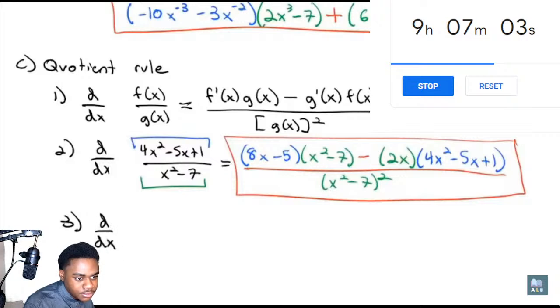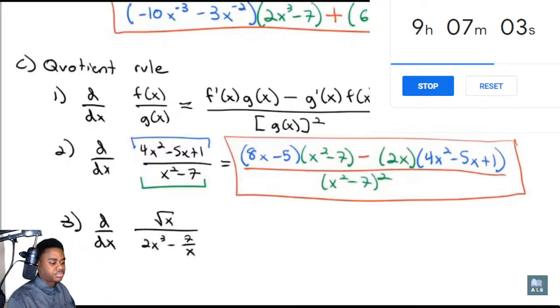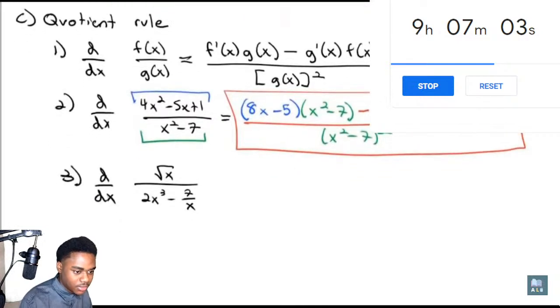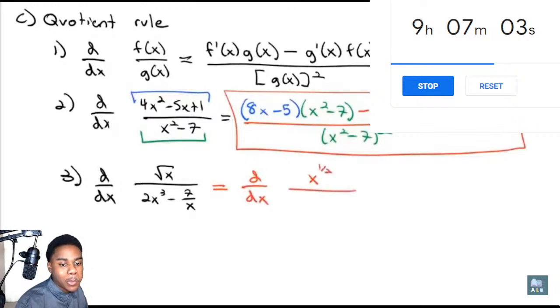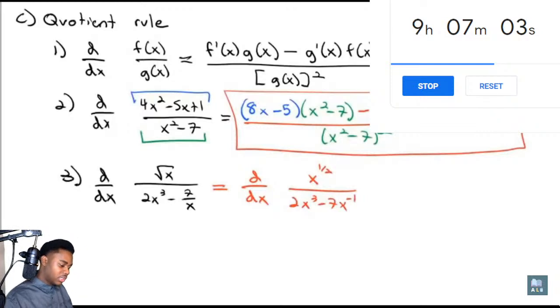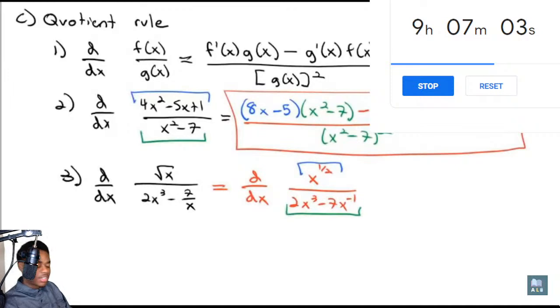Let's do another one. Let's take the derivative of the square root of x over 2x cubed minus 7 over x. One thing you might notice right away is that we need to rewrite that so it's that friendly polynomial so we can use our exponent trick. So we're going to actually find the derivative of x to the 1/2 power, since square root is really just a 1/2 power, over 2x cubed minus 7x to the negative 1, which is what moved that x into the denominator. Now we have a clear numerator and denominator to use in our formula.